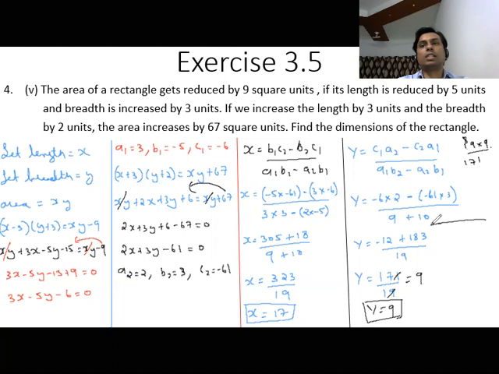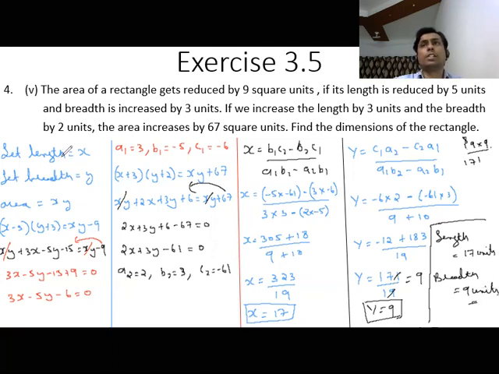Length. What is the length now? Length is equal to 17 meters, or whatever, 17 units. Length is equal to 17 units and breadth is equal to 9 units. This is the answer: 17 units and 9 units.